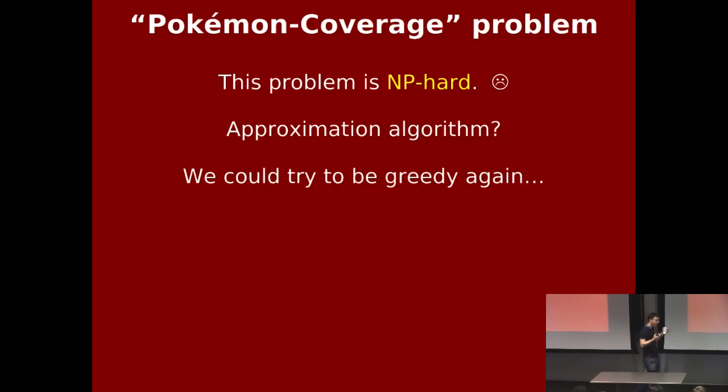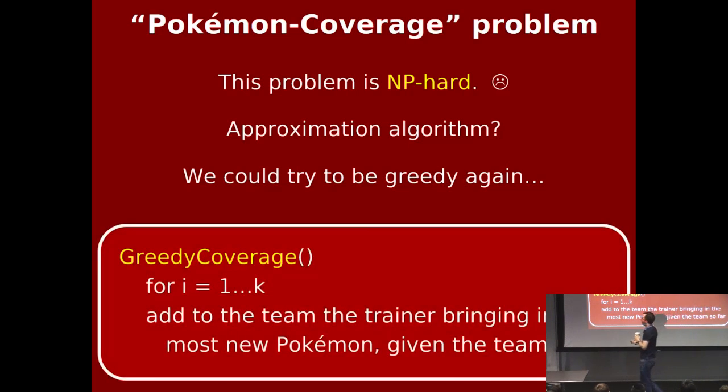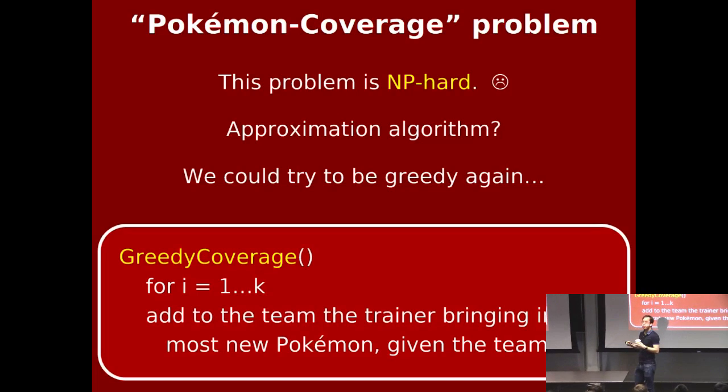So one thing you could do, if I locked you in a room and said, come up with an algorithm, you have 3 minutes to prepare, you'd say, I'll try the greedy algorithm again. What are you going to do? So it's even simpler here. This would literally be an algorithm you try. For i equals 1 to k, you have to choose exactly k trainers. Just pick the one that brings you in the most new Pokemon that you don't already have. So for example, on step 1, you'll pick the person that has the most Pokemon. But then in step 2, it depends on how many new Pokemon you're getting.